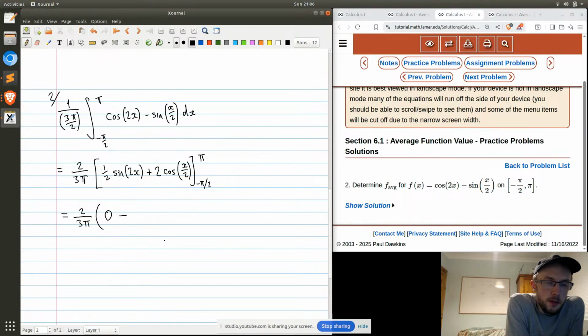Oh no. Oh no. Did you substitute in the first one wrong? Okay, begin again. Sine of 2 pi. That's 0. Cosine of pi over 2. That is 0. Okay, that's fine. Sine of negative pi. 0. Cosine of negative pi over 4. Um, 0 as well.